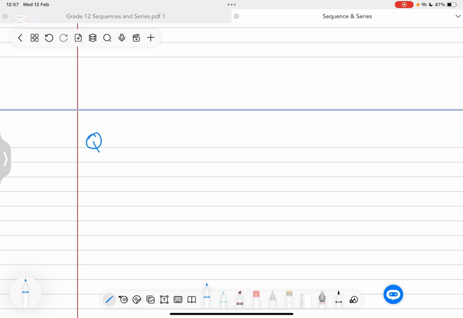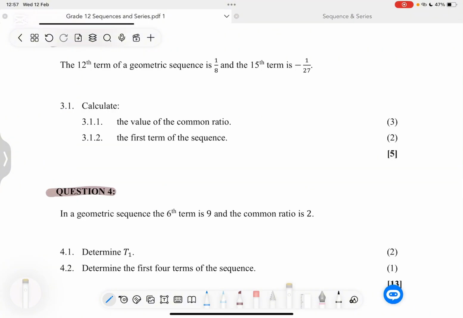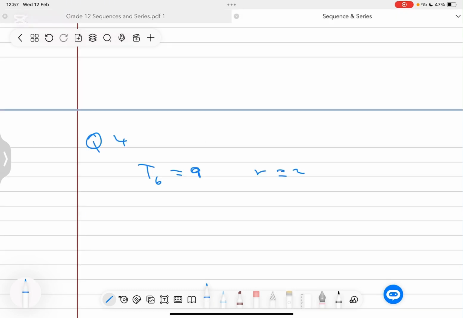So we are doing question 4 here, and we are told that term 6 is 9 and the common ratio is 2, right? So this can tell you that we might be asked reverse questions like find the first term or the terms in a sequence, because we've been calculating r and then the sequence. So indeed, question 4.1 says determine T1 and it's 2 marks. T1, remember, is A, right?